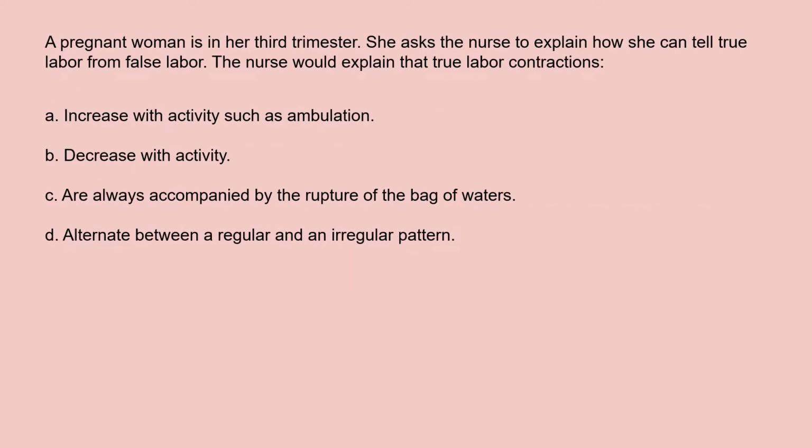A pregnant woman is in her third trimester. She asks the nurse to explain how she can tell true labor from false labor. The nurse would explain that true labor contractions: a. Increase with activity such as ambulation. b. Decrease with activity. c. Are always accompanied by the rupture of the bag of waters. d. Alternate between a regular and an irregular pattern.